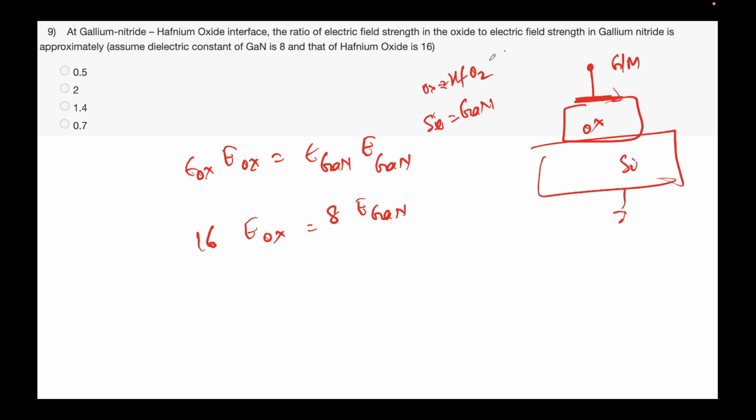In the previous session, you remember this entity was 2.5. So in this case, most of the electric field is dropping across gallium nitride, the semiconductor that we have. Most of the electric field is dropping here, not here. In the previous case, the electric field in the oxide was 2.5 times that in silicon, so there the electric field was dropping in the oxide.